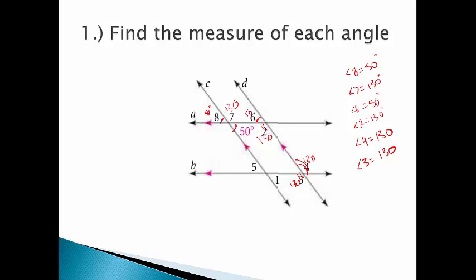Angle 3 and 1, well, they're on the same side of B, in between B and C. So same side interior, which is supplementary. Angle 1 is 50. But if angle 1 is 50, then angle 5 is also 50, because they're vertical.